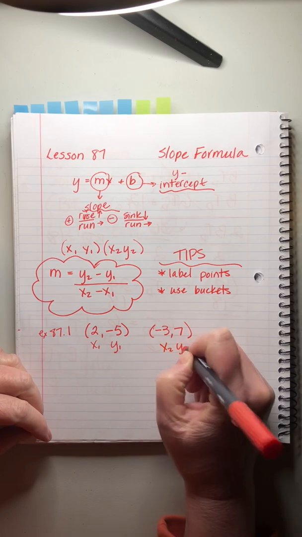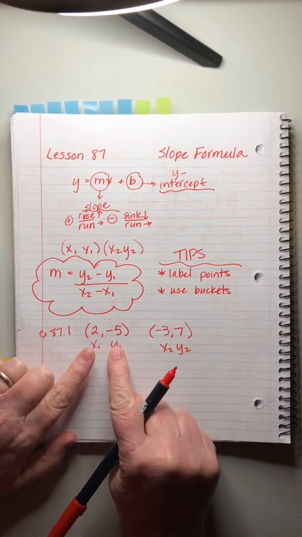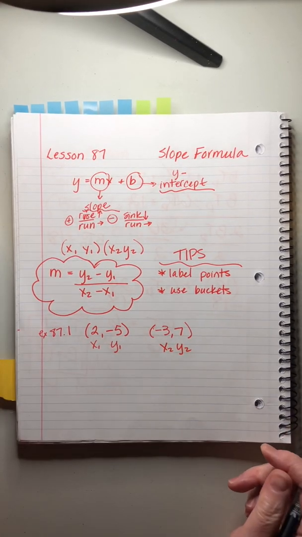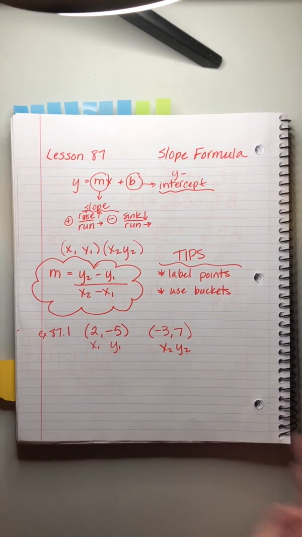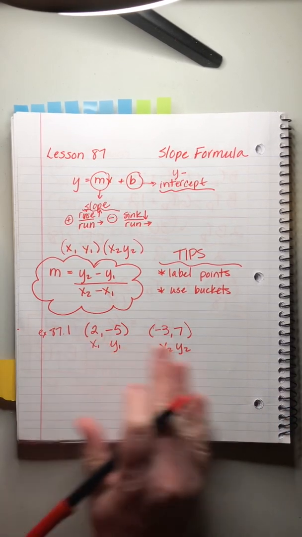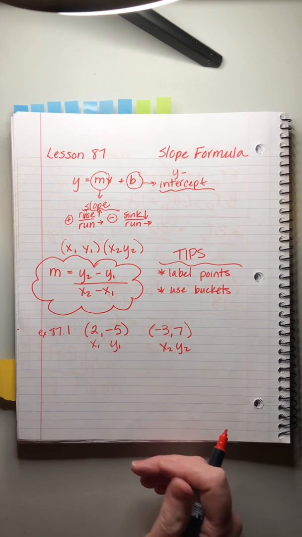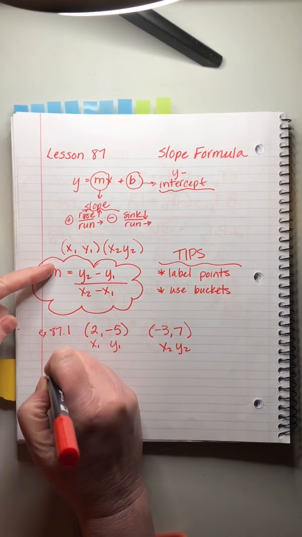I usually just do it like this. I just put the 1s first and then the 2s because that feels really logical to my brain. But next time I'll reverse it. I'll put the 2s here and the 1s there just to show you that it works either way. Now we set this up with our buckets.